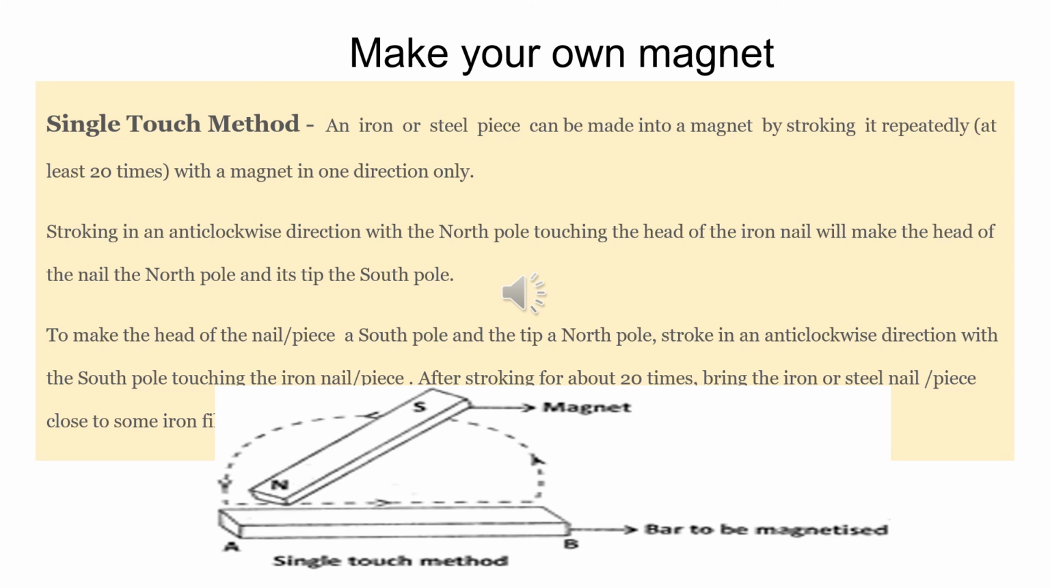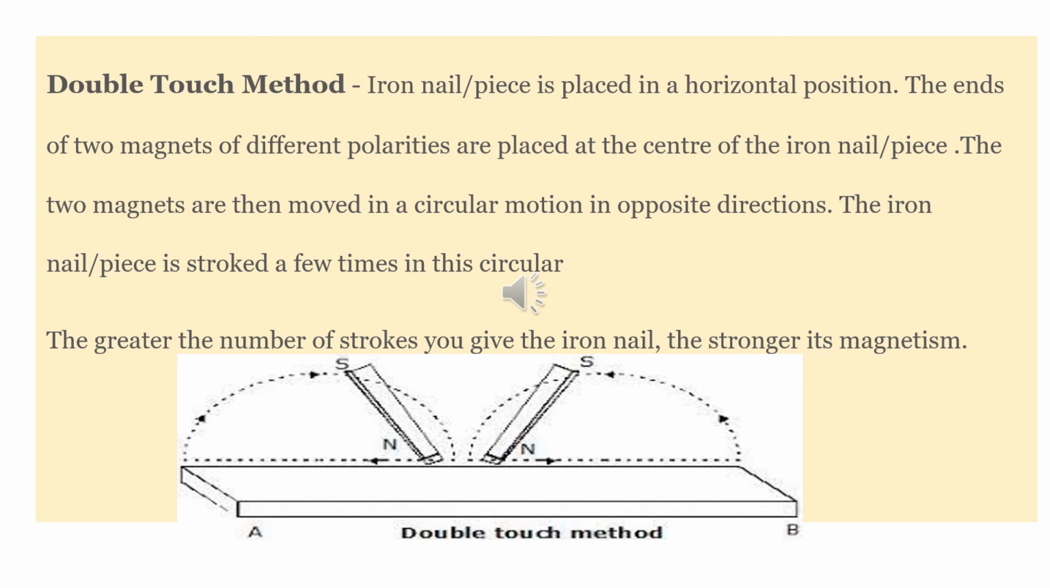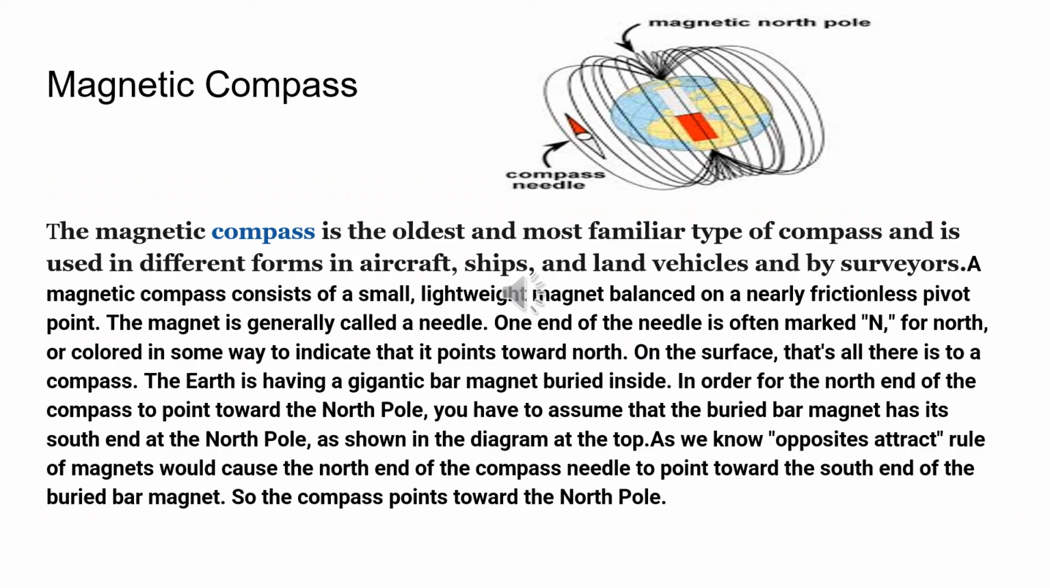So stroking in anti-clockwise direction, when you are moving from north pole and touching the north pole and then going to south tip of the south, then again just keep stroking it. You can see in the picture the double touch method. So here you are going to use two hands and then stroke it again and again. So the greater the number of the strokes, the stronger will be the magnetism.